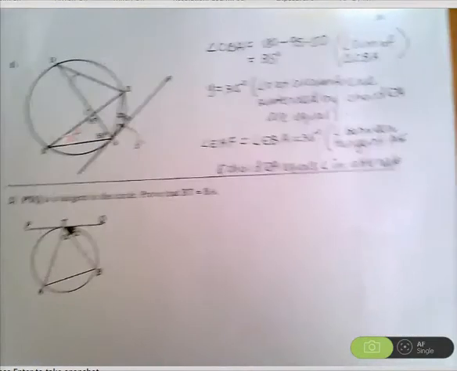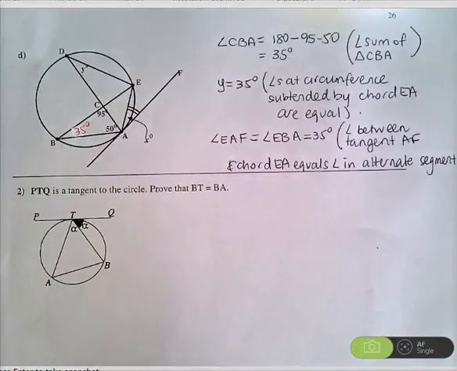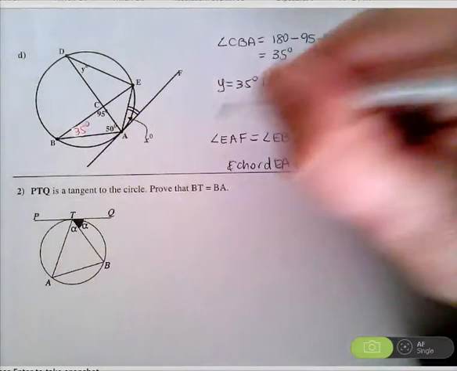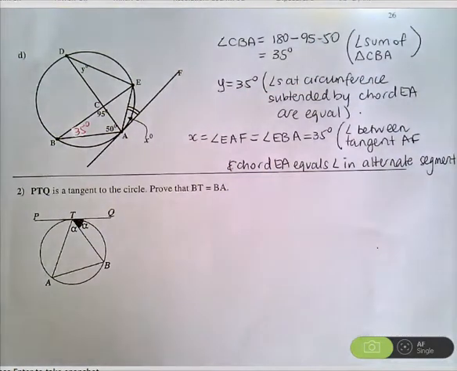segment. It equals the angle in the alternate segment. Okay, and that's that question done there. So we've worked out what x is, because x equals angle EAF, and we've worked out angle y.